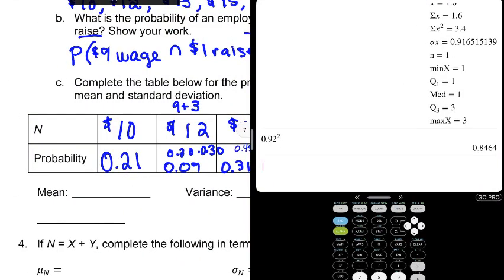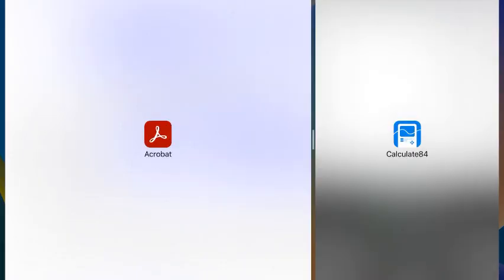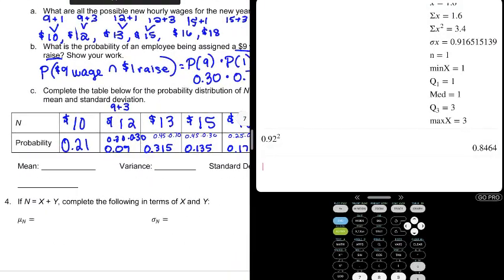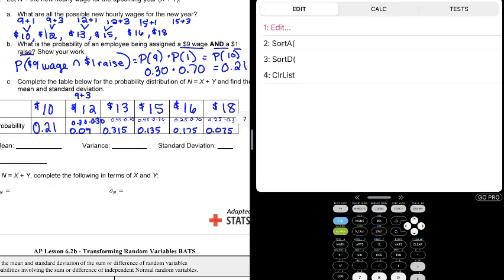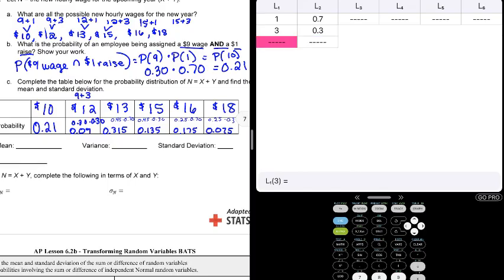Does it not need to add up to 1? It should. Did we have to round any? Did yours not add up to 1? Go ahead. Okay. So stat, edit, and that's a good way to check too. So put these values in to get our mean and standard deviation.